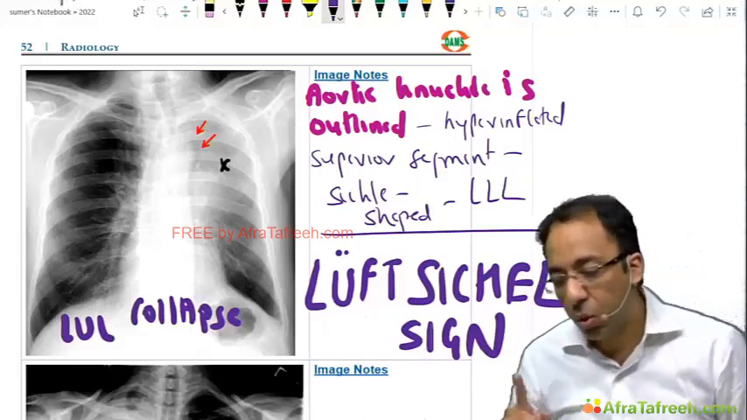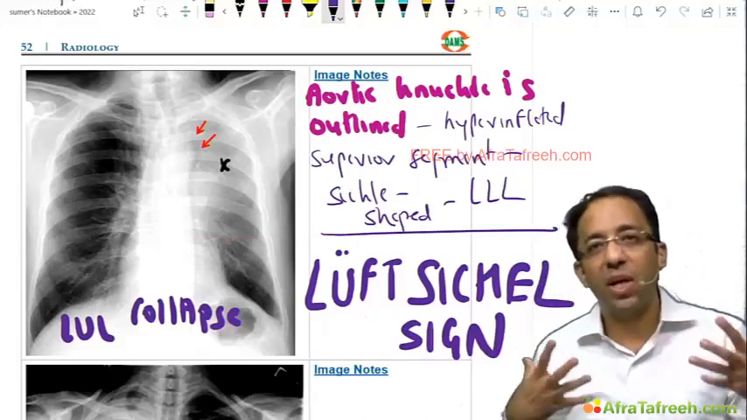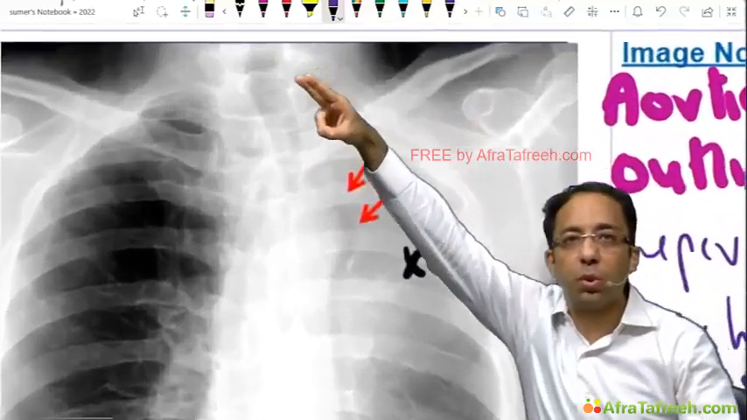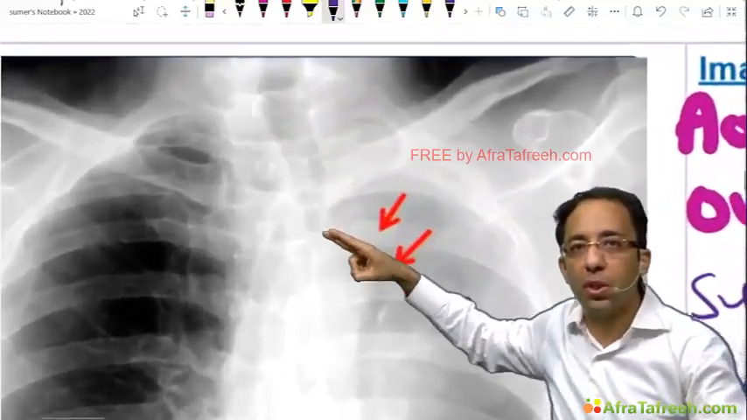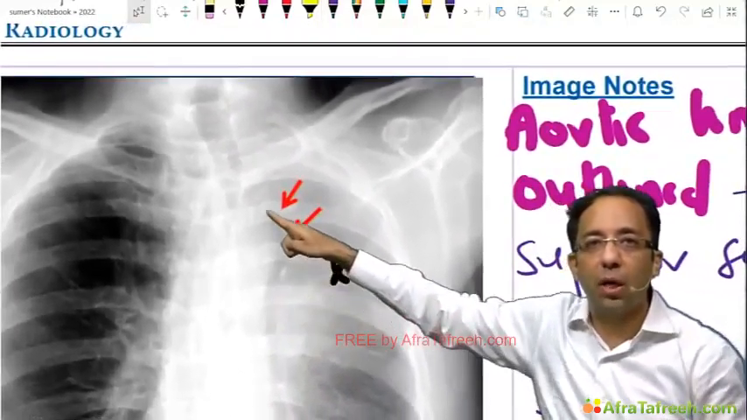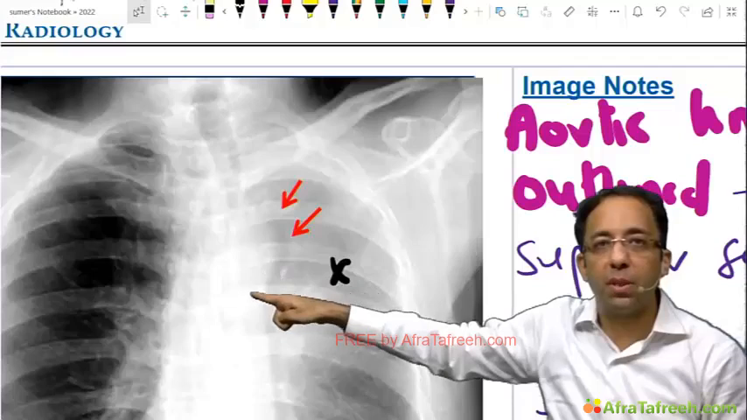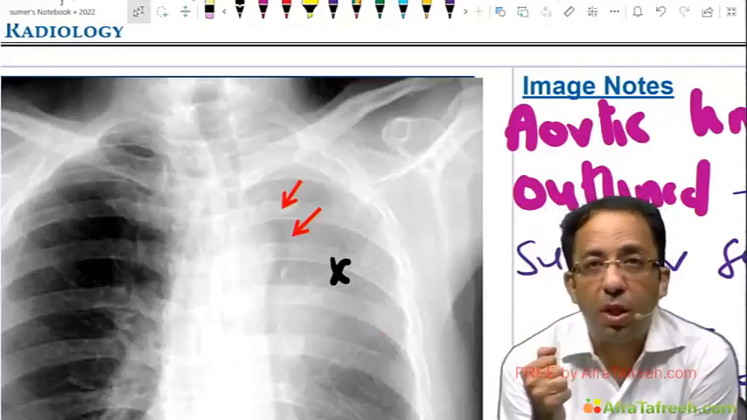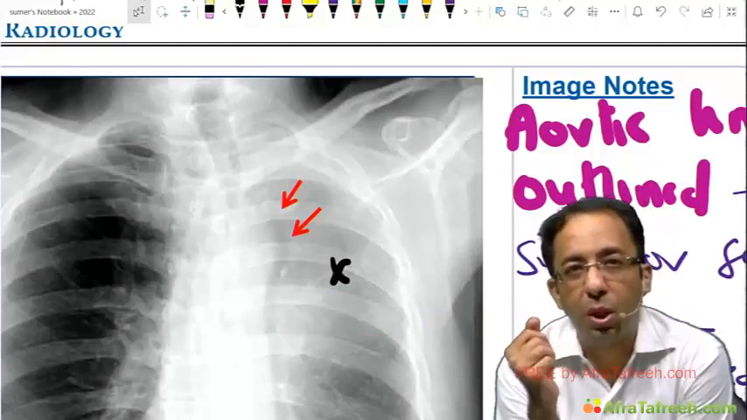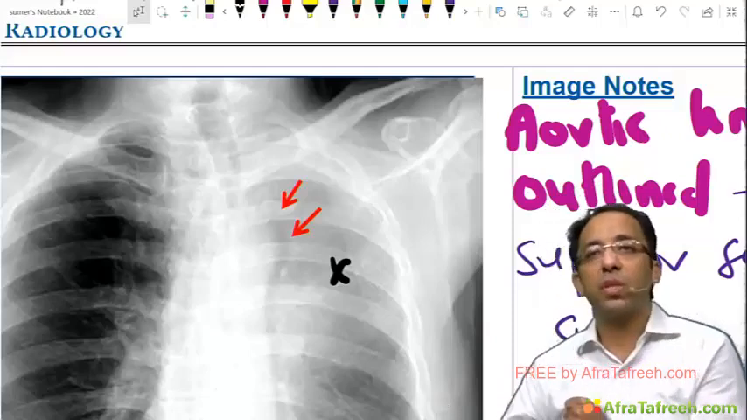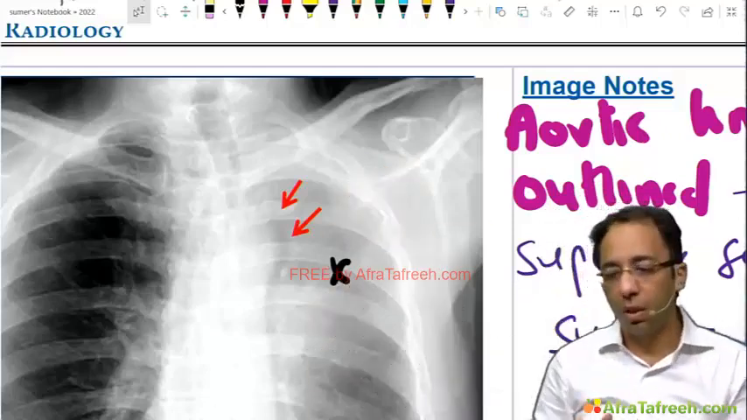Why is this collapse? Why not consolidation? Why is this white thing not pneumonia? Because I can see two evidence of volume loss. Trachea is pulled towards the disease, and even the aortic knuckle has been outlined by the lower lobe segments. Because in pneumonia, if you have a left upper lobe consolidation, you should not be able to see the aorta. Here we can see it, telling me that there is something hyperinflated reaching to that level.